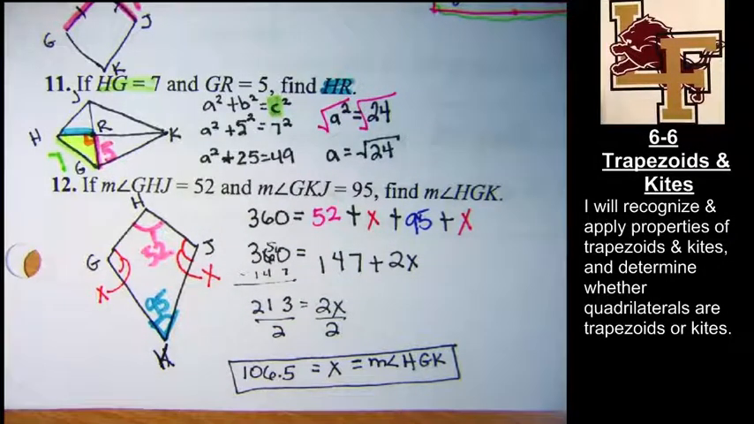Any other general questions about these? Yeah, the kites are definitely a little less intense than the trapezoid. I agree with you. All right, so if there's no other questions, that's all I had. Thanks very much.